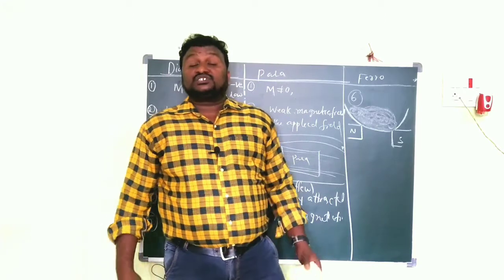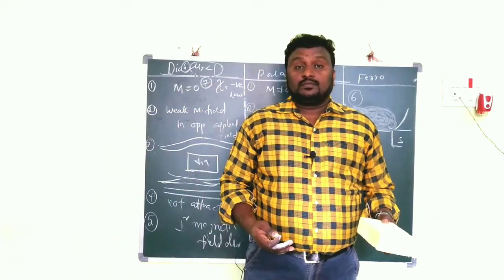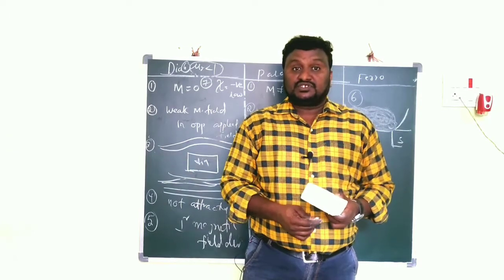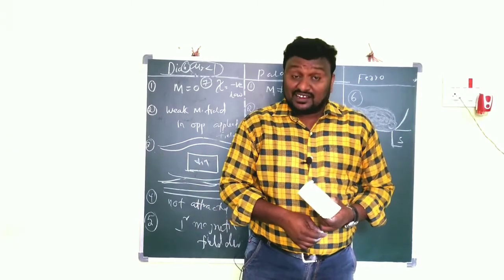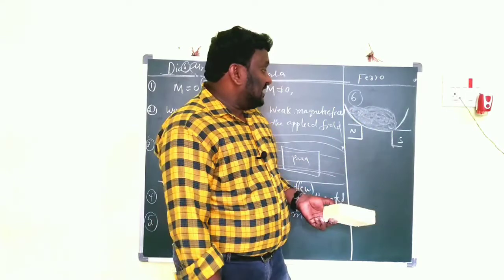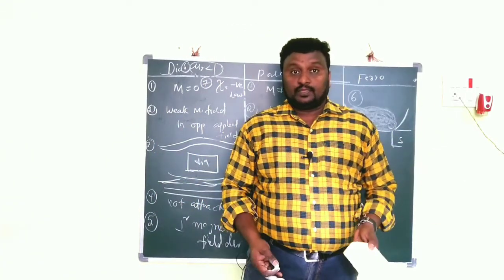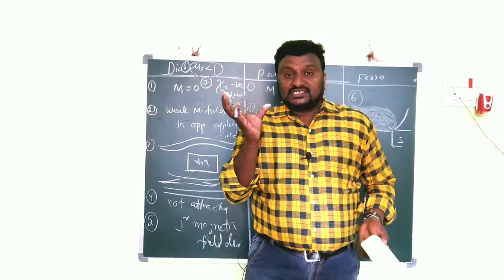Then that should move from the stronger region to the weaker region. Stronger region to the weaker region. That means generally at the poles the magnetic field is more. Understood?